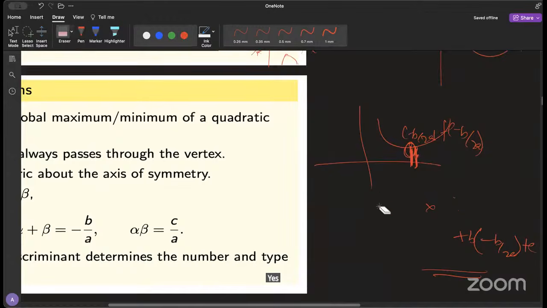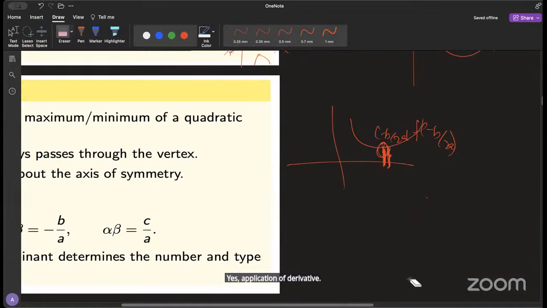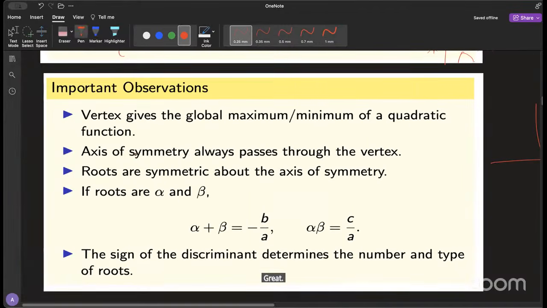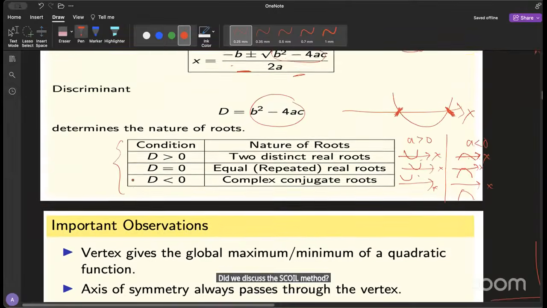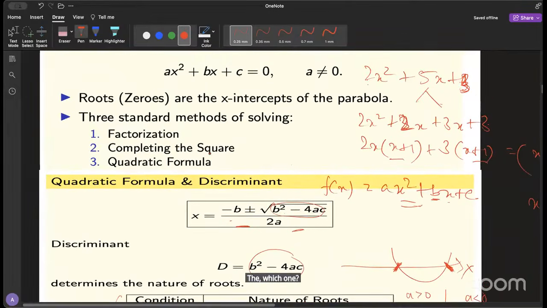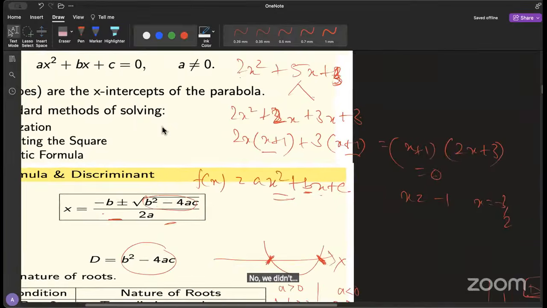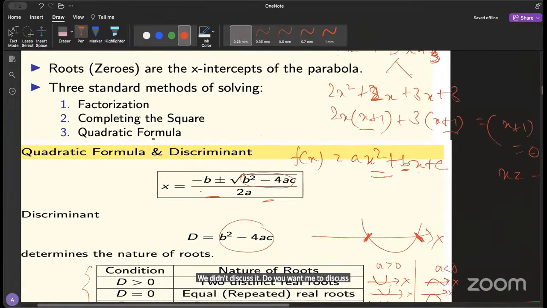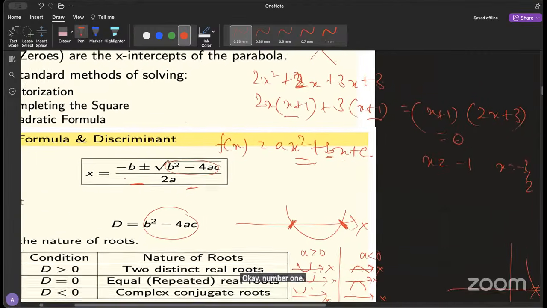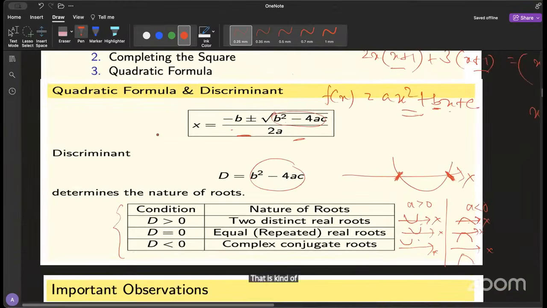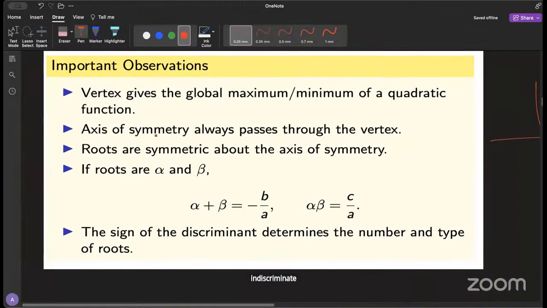Yes, application of derivative. Right. So axis of symmetry. Did we discuss the completing the square method? Which one? Completing the squares. We didn't discuss it. Do you want me to discuss that method here? Okay, no problem. We will not need the discriminant method, this quadratic formula.